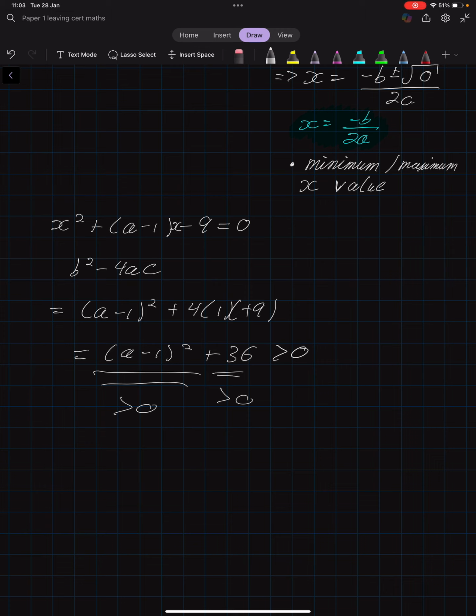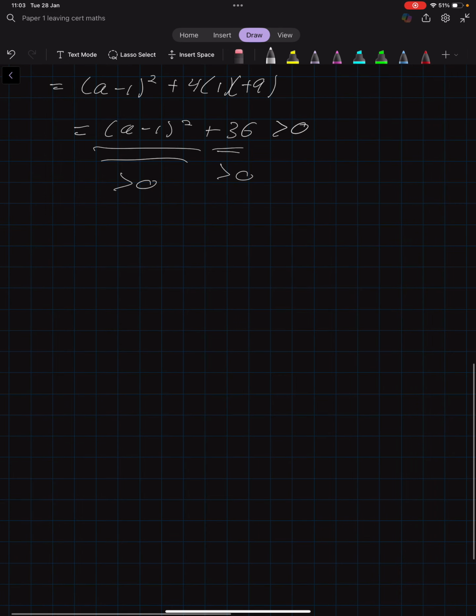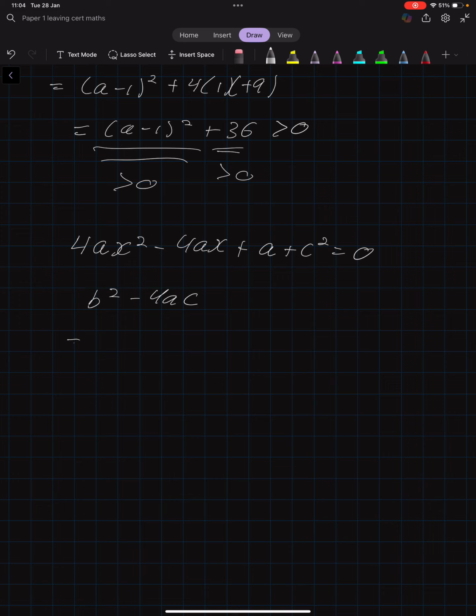Another thing that I could do... Okay, so another question here. It says, show that 4ax squared minus 4ax plus a plus c squared equals 0 has no real roots. So again, if I do the discriminant, b squared minus 4ac, how many x's do we have? We have minus 4a, squared, minus 4 times 4a multiplied by a plus c squared.